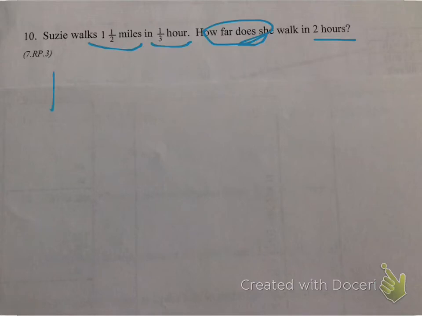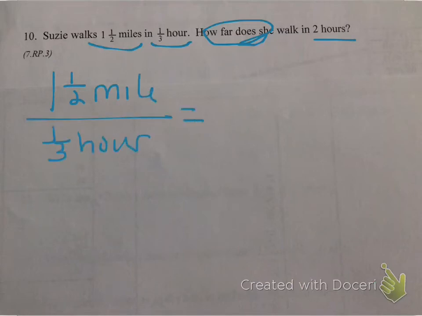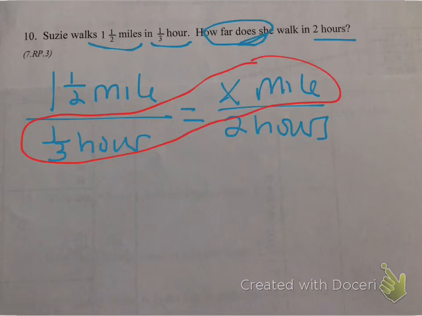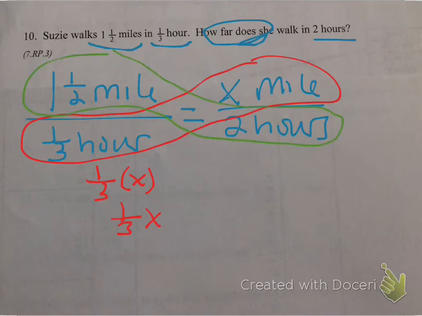So we have 1 1/2 miles. We'll do miles over hours. 1/3 hour. We want to know how many miles in 2 hours. So we'll use the cross product property, multiplying 1/3 times x, which is 1/3 x, and then we'll multiply 1.5 times 2. I'm going to change that to 3/2 times 2/1, and that gives me 3.